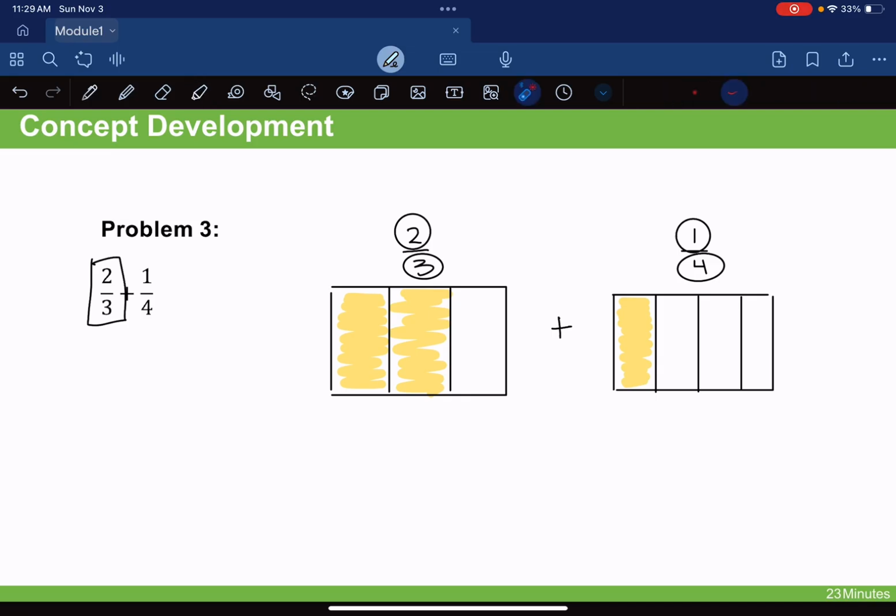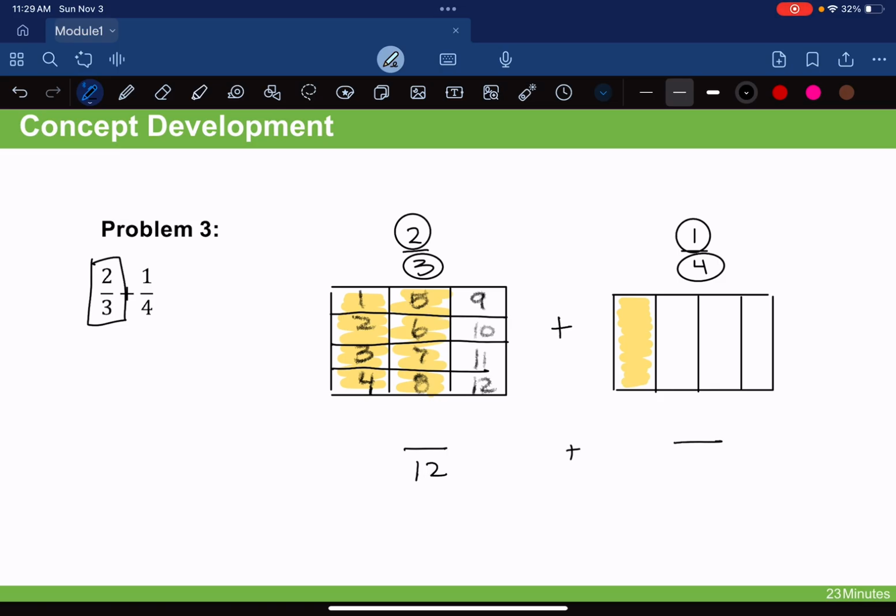Then I want to go the opposite way and use the opposite denominator. So here I use 3. Now I'm going to use 4 with it and go the opposite direction. So I'm going to go left to right and cut it into 4 parts. So now I have 1, 2, 3, 4, 5, 6, 7, 8, 9, 10, 11, 12. So my denominator for the other one should also be 12.